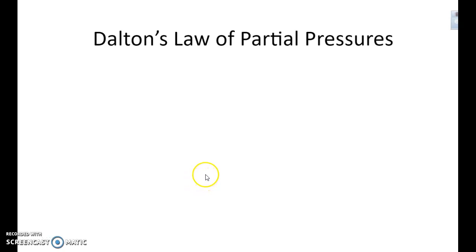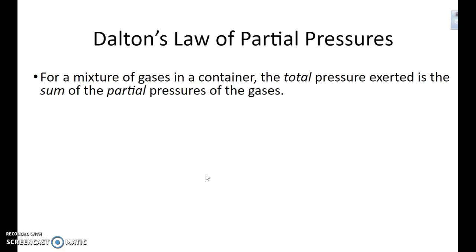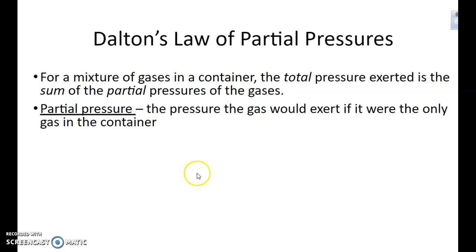Okay, the next thing we're going to look at is Dalton's law of partial pressures. And all this says is really not anything new. It's just that the total pressure is the sum of all the partial pressures of the gases. And I even think some of the worksheets had a couple of problems on this, because all you have to do is talk about the pressure of the gas, whatever gas you're talking about, as if it were the only gas in the container, and that's its partial pressure.